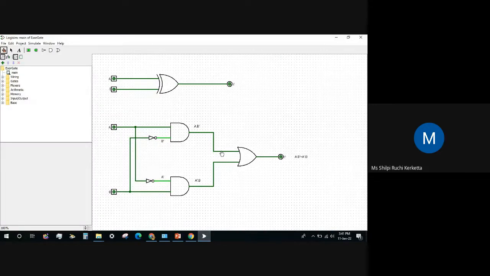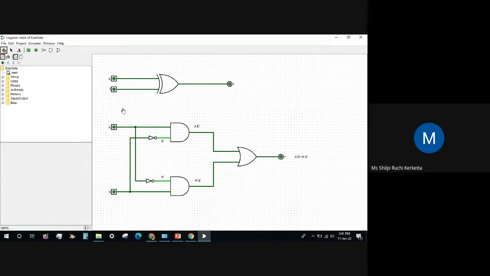If we use this OR gate, then the output will become A into B bar plus A bar into B. So this is the final expression for our XOR gate. Now we will see what the output is for this XOR gate.